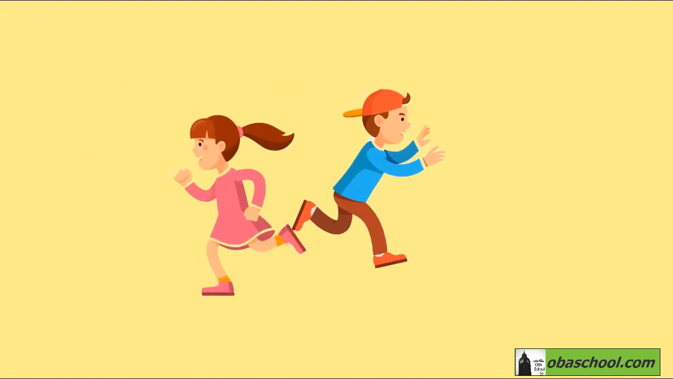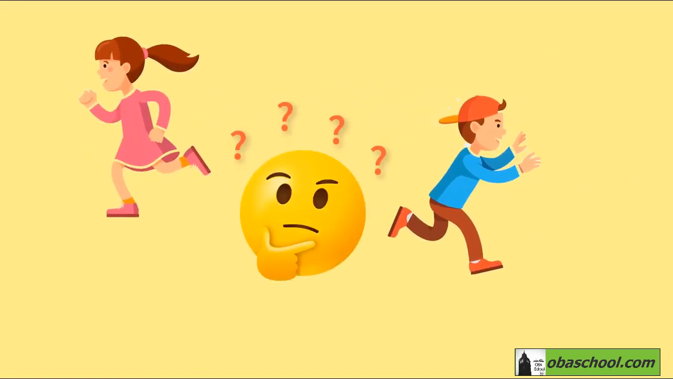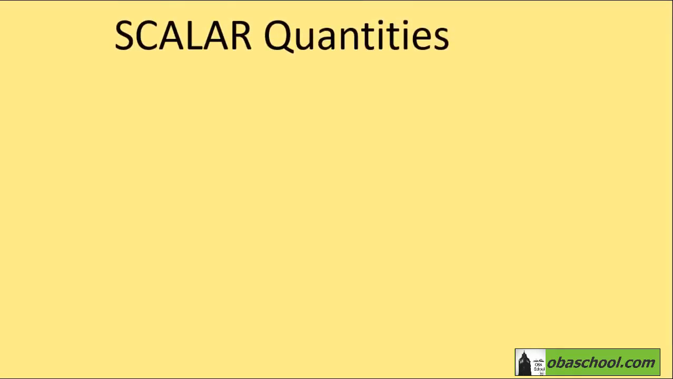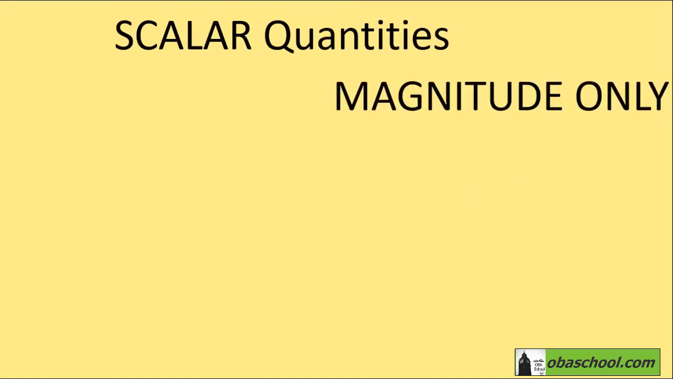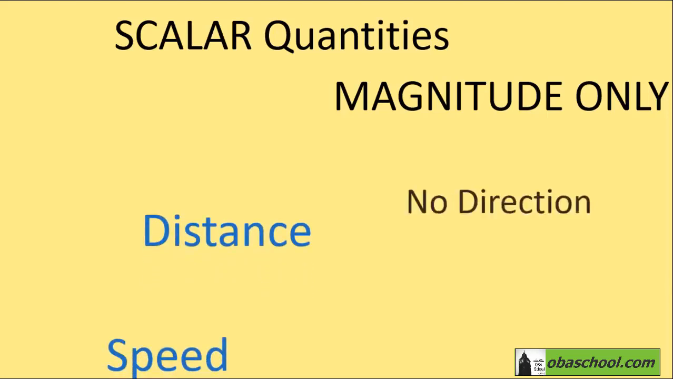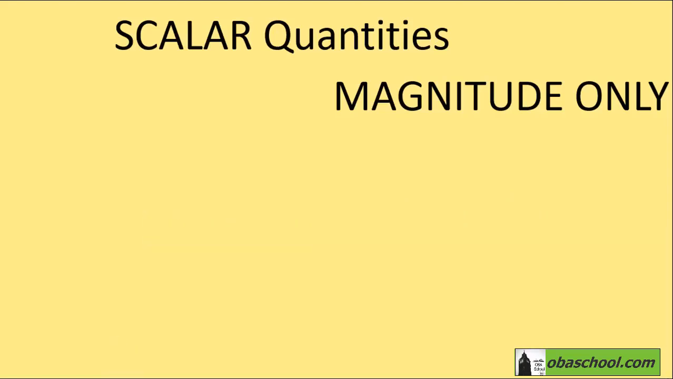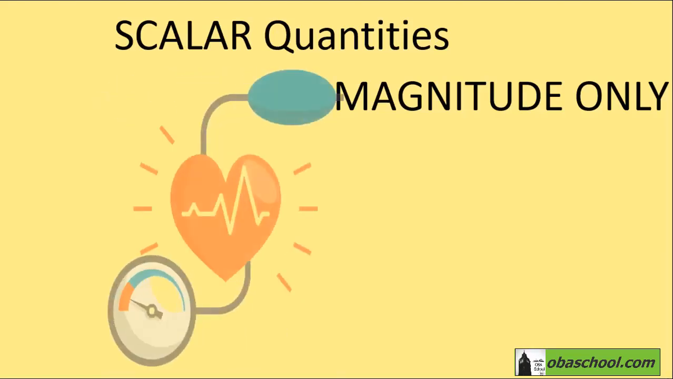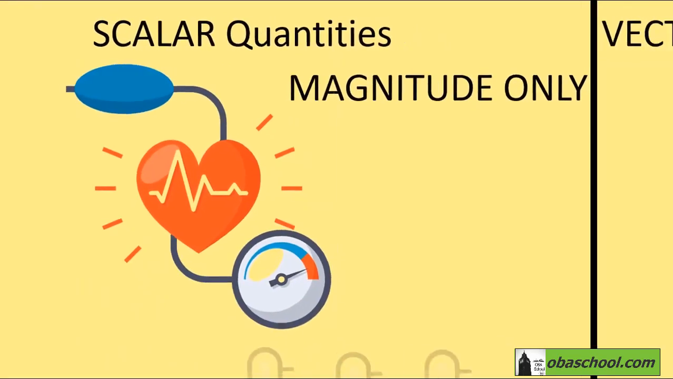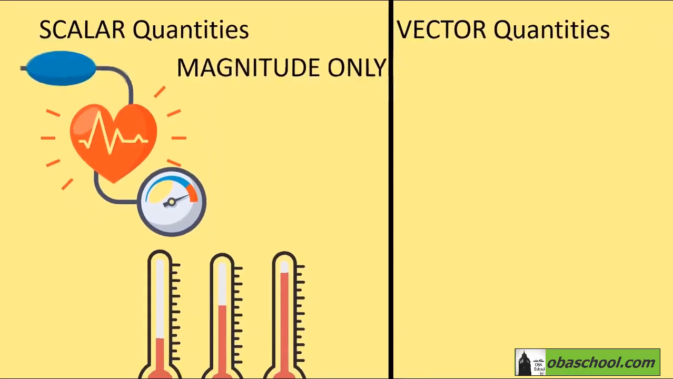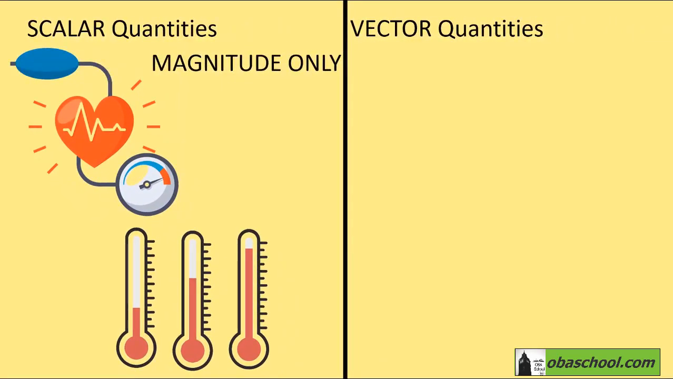But what would we do if they are running in different directions? Speed and distance would then be useless because they are scalar quantities. They only measure the magnitude. There's no account for the direction. Temperature and pressure are a good example of scalar quantities. For example, I can never say that my blood pressure is 12/8 to the east, or that the temperature is 20 degrees to the left.